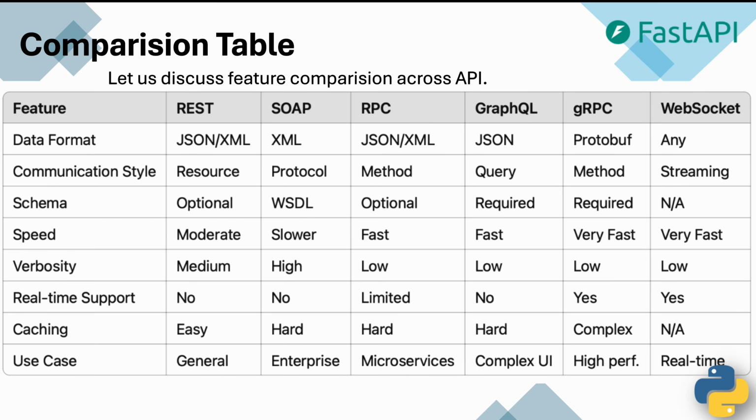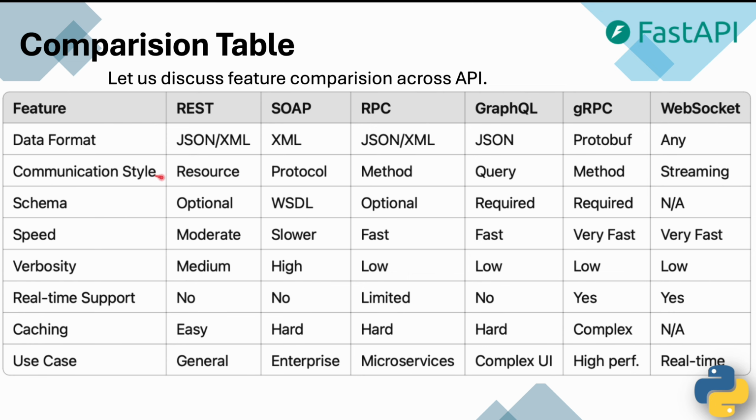So REST. Data format is JSON and XML. SOAP API supports the XML data format. RPC API supports both JSON and XML data formats. GraphQL API supports JSON. gRPC API uses the Protobuf data format. WebSocket API supports any data format.